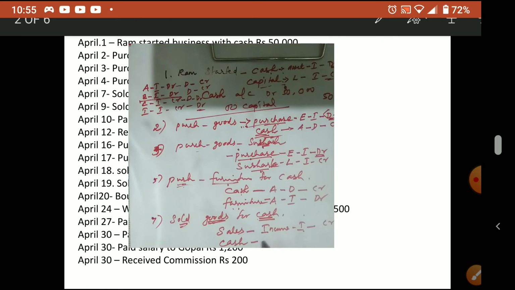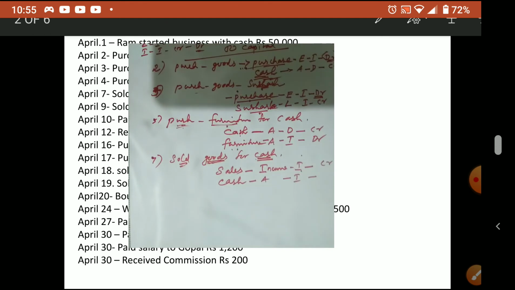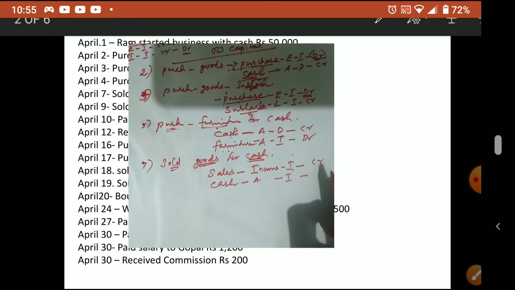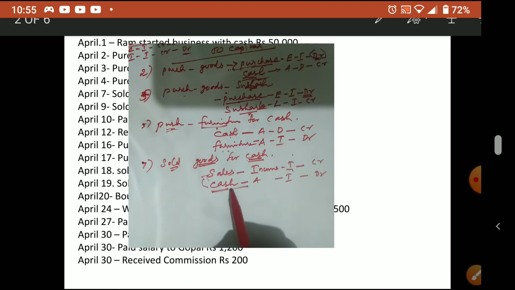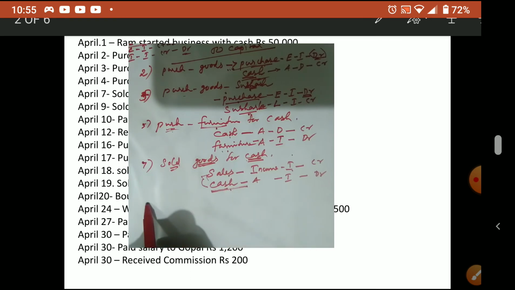Then cash is what? Asset. What happened to the asset position? Increased. You are getting more cash when you sell products. So asset increase, debit. So what do we write? Cash account debtor to sales. Cash account will come in the first line, then sales.